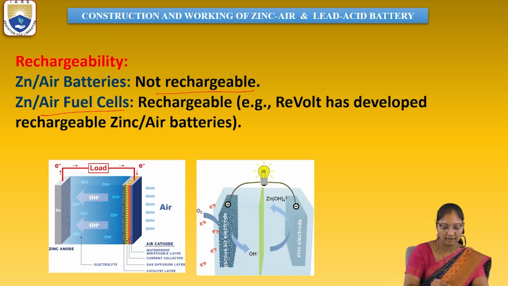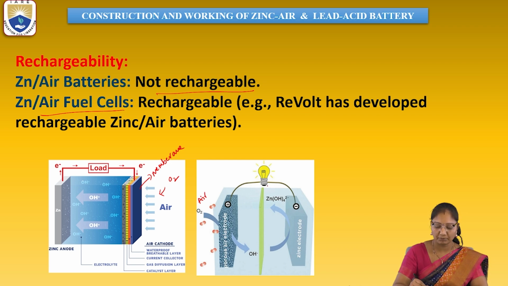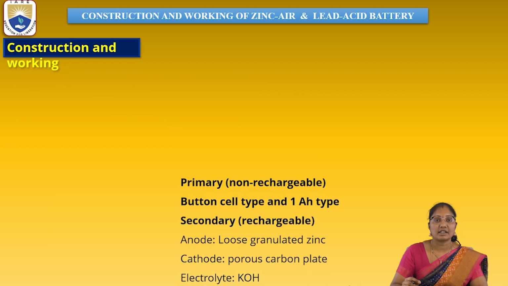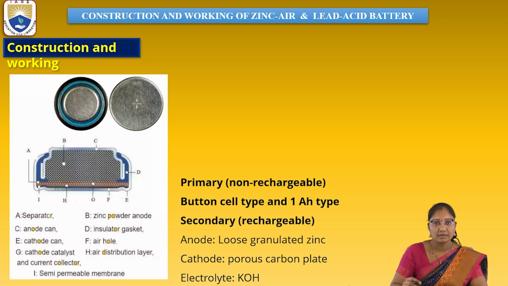Here this is the zinc, which is the anode, and this is the air. It supplies the oxygen through the membrane. This is the membrane. We can see here the porous electrode which gives the OH minus, this is the air. The oxygen enters into the membrane, then it gets activated into the electrolyte. So what is the construction and working principle of these batteries?